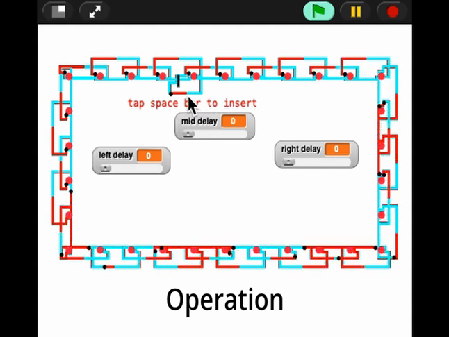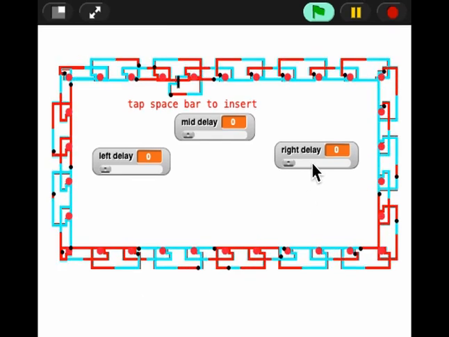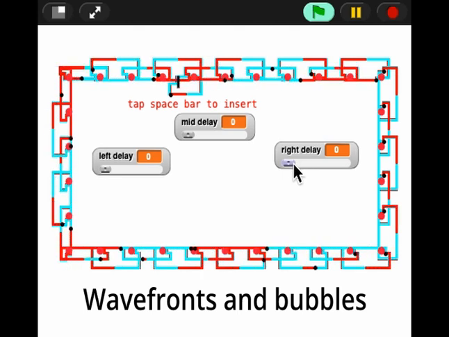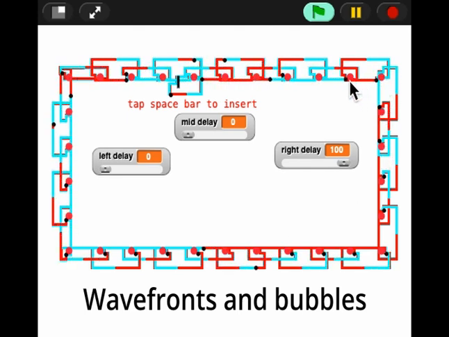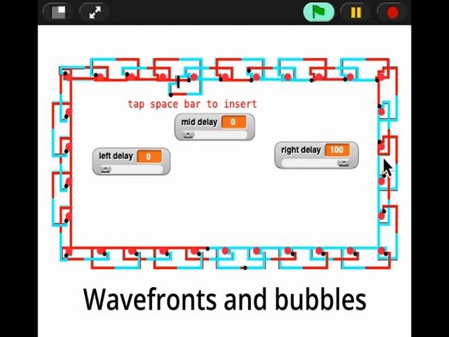Okay, so now we have 4 wavefront pairs in the ring, and we'll add one more. So now we have 5 wavefront pairs flowing through the ring. To take a little closer look at wavefronts and bubbles, we'll set the long delay here. And you can see the wavefronts backing up, waiting to go through the delay, and you can see the red bubbles backing up here, waiting for the blue wavefront to flow into them, which is waiting at the delay.